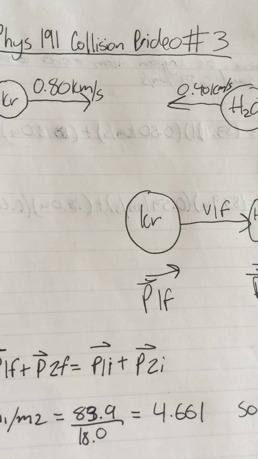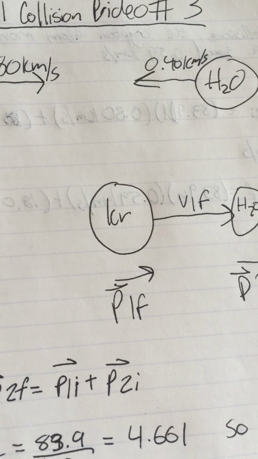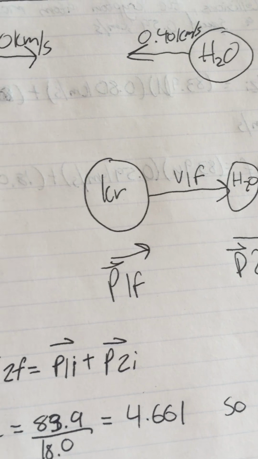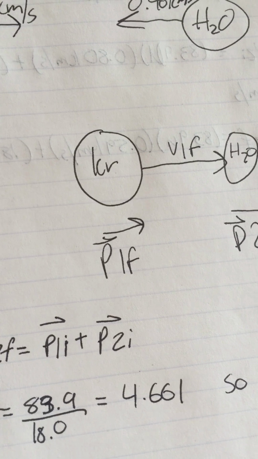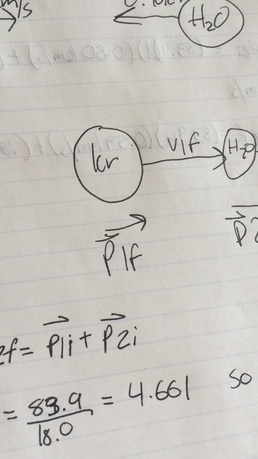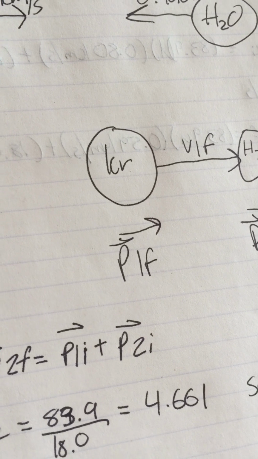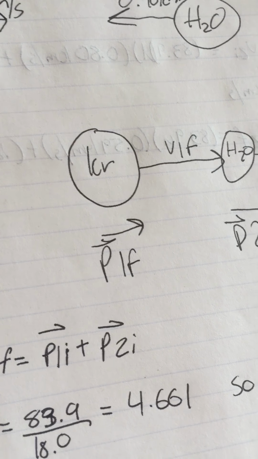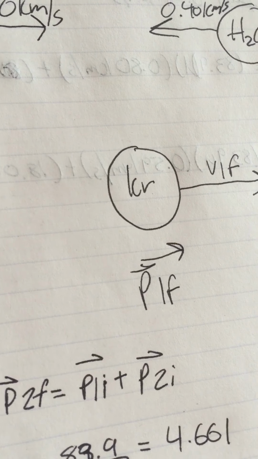Okay, the first thing I did, this is a problem. It says a krypton atom of mass 83.9 U moving with a velocity of 0.8 kilometers per second to the right, and a water molecule of mass 18.0 U is moving with a velocity of 0.40 kilometers per second to the left, collides head-on. The water molecule has a velocity of 0.60 kilometers per second to the right after the collision. What is the velocity of the krypton atom after the collision?